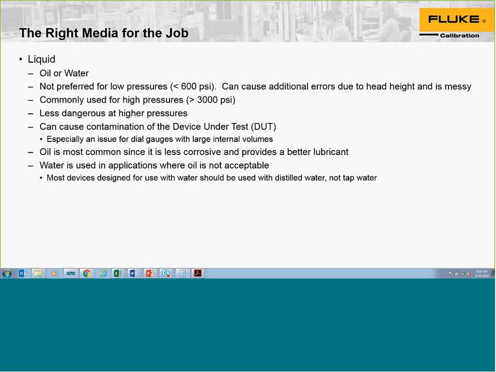Especially an issue for dial gauges with large internal volumes. The gauges, especially a Bourdon tube style dial gauge, can be difficult to clean out. All of the liquid media has been removed from the system, but being put back into service. This will have a much smaller internal cavity that's much easier to clean out, whereas dial gauges, especially larger dial gauges, will be harder to clean.